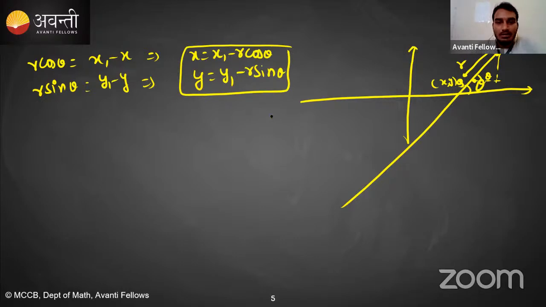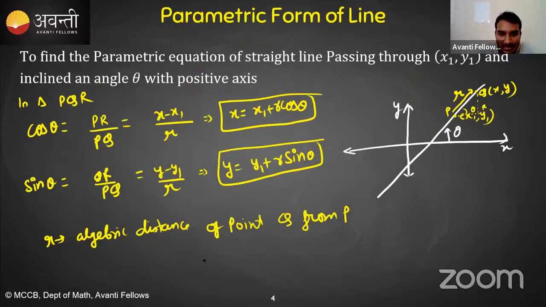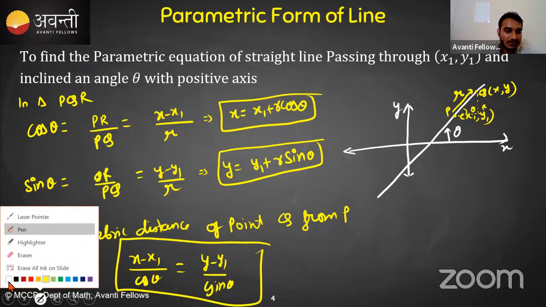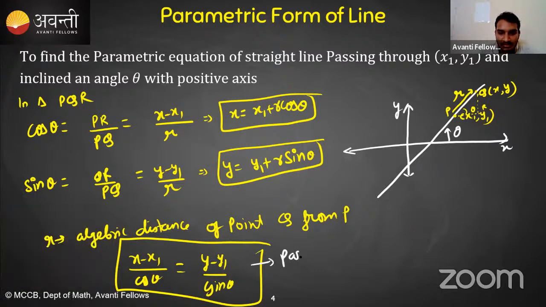So from here you can say that (x minus x1) upon cos theta is r. Similarly, (y minus y1) upon sin theta is r. So it means (x minus x1) upon cos theta is equal to (y minus y1) upon sin theta. This is the parametric equation of a line. Is this clear?